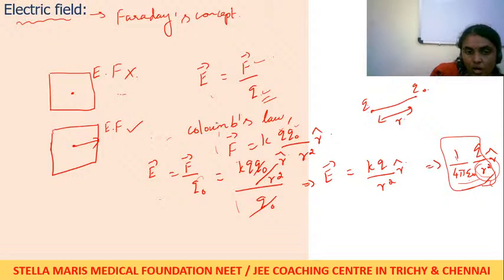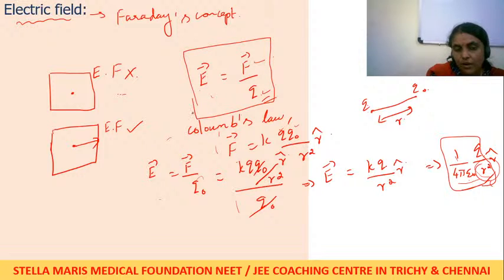Okay, so here we know the formula. This will be the electric field formula. I am going to consider two particles, Q and Q naught. I am going to find out the force between this Q and Q naught charges by using Coulomb's law.